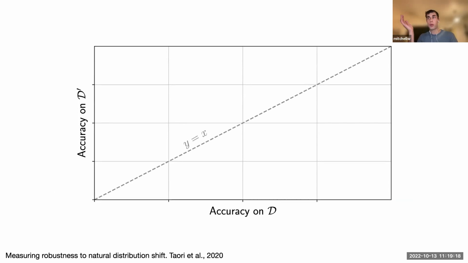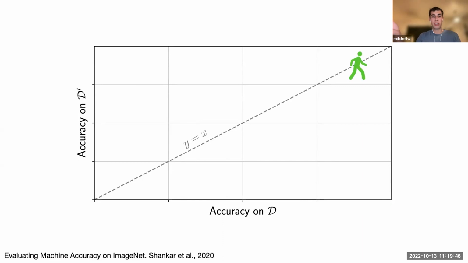And a useful reference point will be this y equals x line here, because a model, which is a point on this plot, that lies on this y equals x line has the same accuracy. Accuracy is not affected by this distribution shift. It's got the same accuracy on both ImageNet and ObjectNet. And our target is not just to be on this line, but to be in the upper right portion of this line.